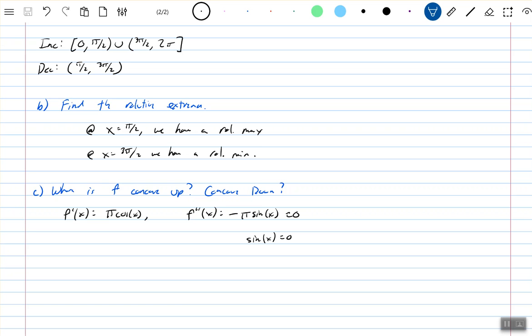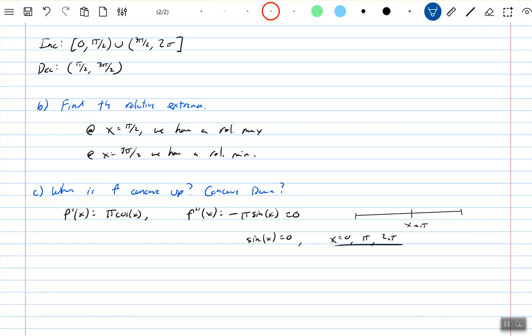And now we want to know, where is sine of x equal to 0 from 0 to 2 pi? Well, sine of x is equal to 0 at x equal to 0, pi, and 2 pi. So we have 3 points we need to check, or 3 parts of the interval. So in here we can draw our little chart. But notice, since 0 and 2 pi are at the endpoints, we don't really care what happens outside of the interval. So if we're being realistic, we really only have to check where x is equal to pi.